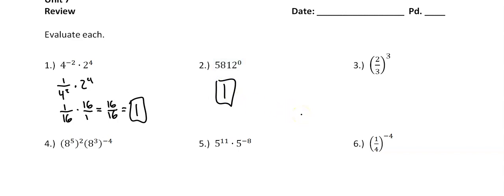All right. This guy, when we have a fraction raised to a power, I just raise each of them individually. So 2 to the 3rd power gives us an 8. And now 3 to the 3rd power is a 27. And that's it. That's all there is to it.